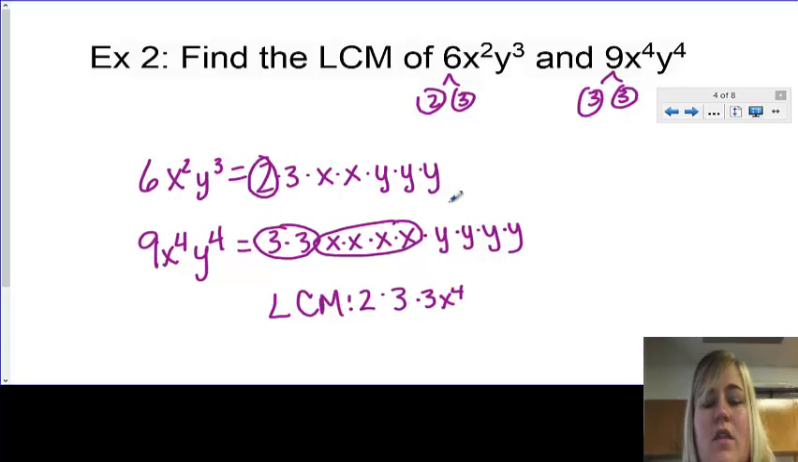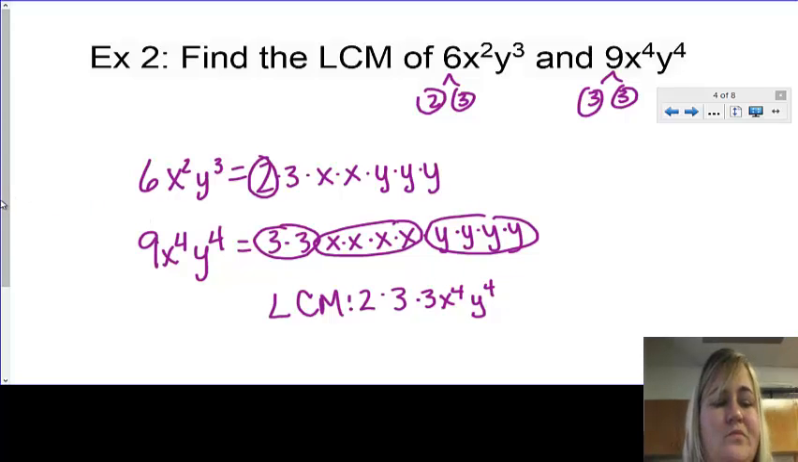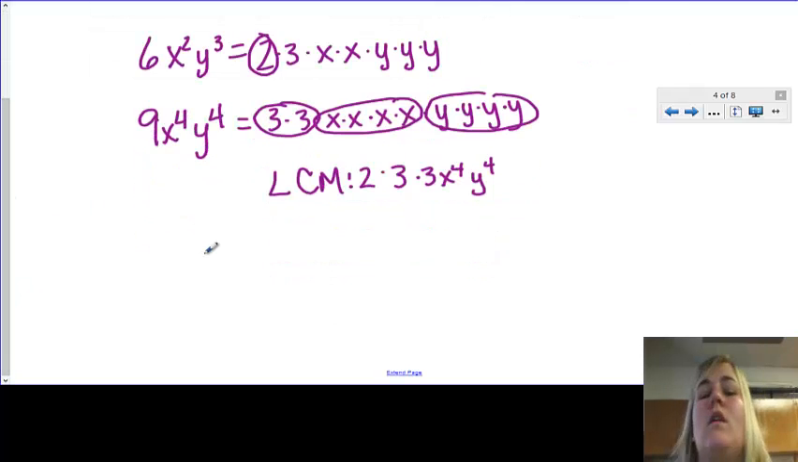Okay, then I have y to the third, y to the fourth. 4 y's is more, so y to the fourth. And so 2 times 3 is 6, times 3 is 18, x to the fourth, y to the fourth. Final answer.